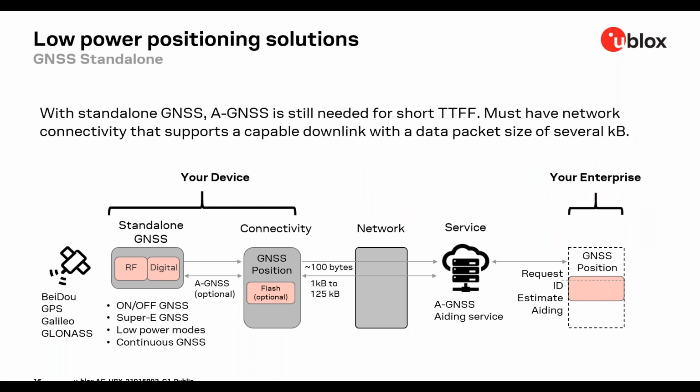If you look at the standard solution, which is a GNSS standalone solution, we have a receiver, we have a two-way communication, since usually you want to send assistance data down to the receiver in order to get a short time to first fix. To do that, you must have network connectivity that is actually capable of delivering that data to the receiver. And of course, the data cost needs to be taken into account as well.